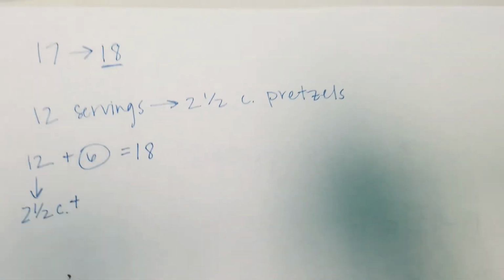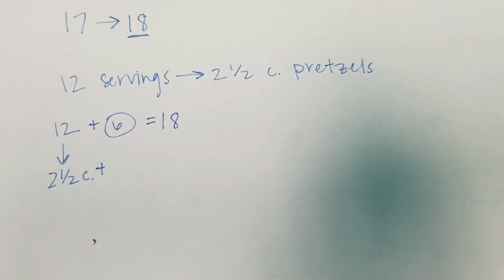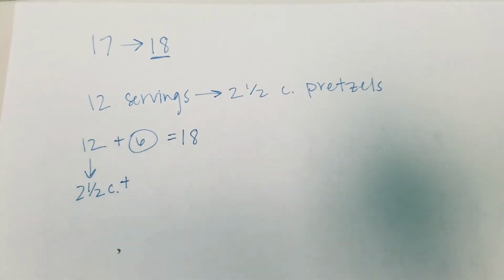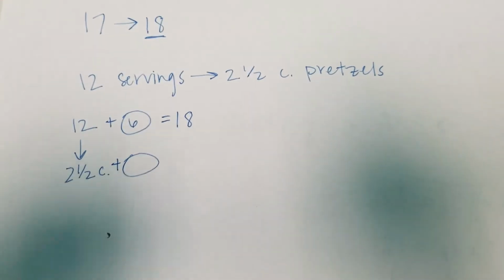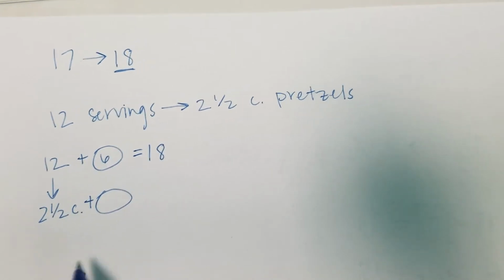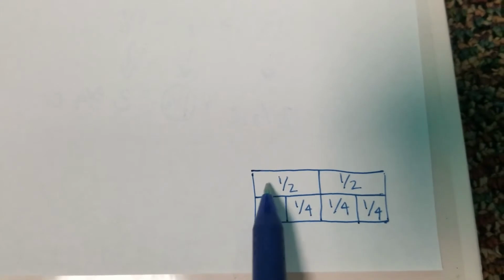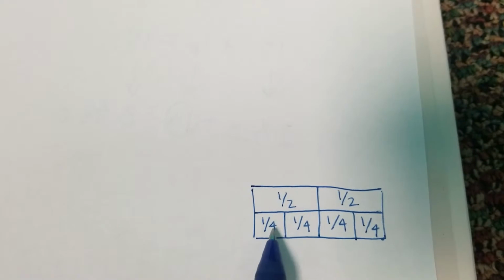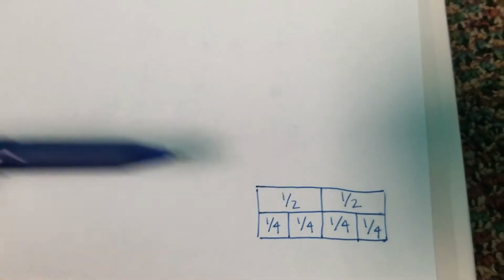Now let's see if we can find a relationship between 12 and 6. Right, 6 is half of 12, okay? So now to find the missing amount of pretzels that we'll need for 6 servings, we need to divide 2.5 cups in half. Okay, so I drew a handy dandy little fraction chart down here, which shows that 1/2 and 1/2 equals a whole, and 1/2 is the same thing as 2/4. Okay, so we're going to come back and refer back to this in just a minute, okay?